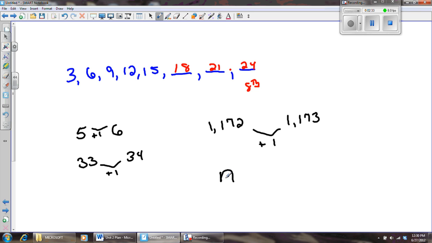So let's go back and see here. If n were 5, 6 would be the next number. How would I get there? I'd add 1. N could be 33, then the next number would be 34, right? So I'd add 1. If I want 1,172, the next one would be 1,173. Now some of you are thinking, well, wait a minute. If we don't know what n is, how can we know what the next number is?